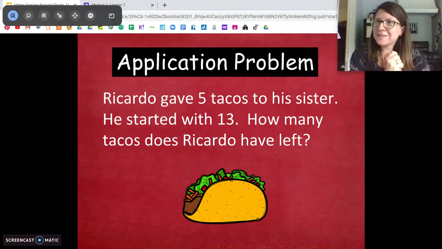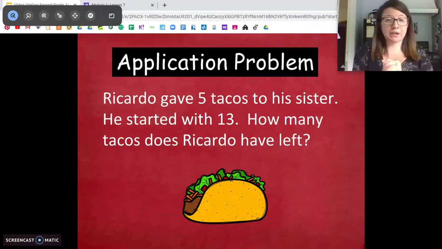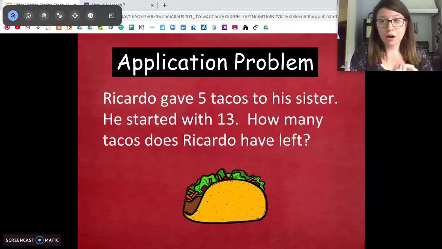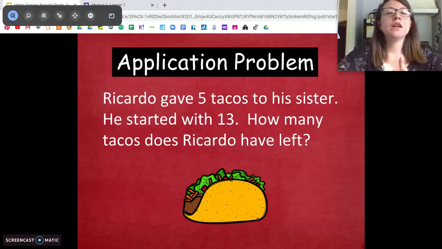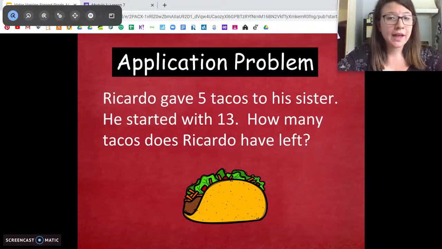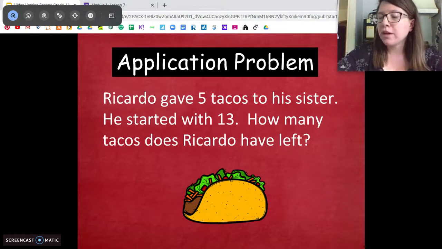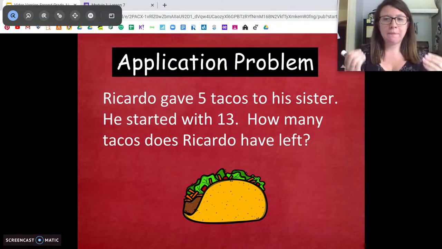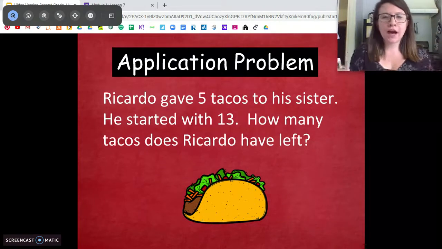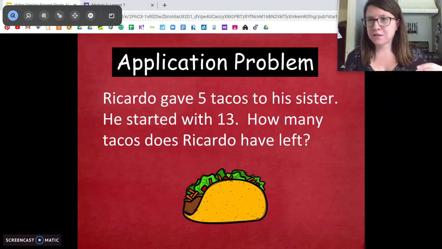All right, let's get into a word problem because you're going to see a word problem in your exit ticket today. I'm going to read it to you, and then I want you to pause and try and solve on your own. Then we'll go over it. So our problem today says, Ricardo gave 5 tacos to his sister. He started with 13. How many tacos does Ricardo have left? Before you start solving, are we adding or are we subtracting based on the question? How many tacos does Ricardo have left?